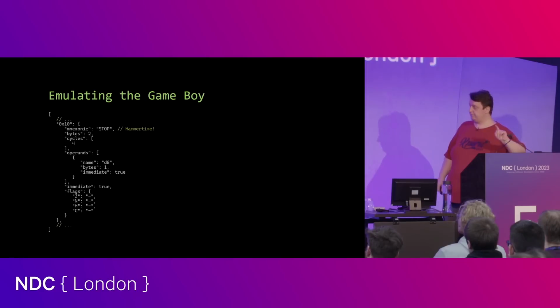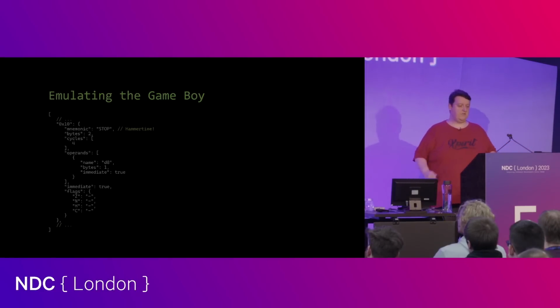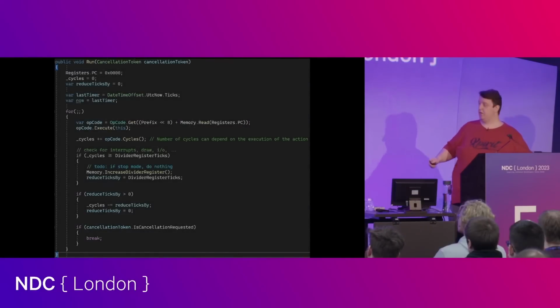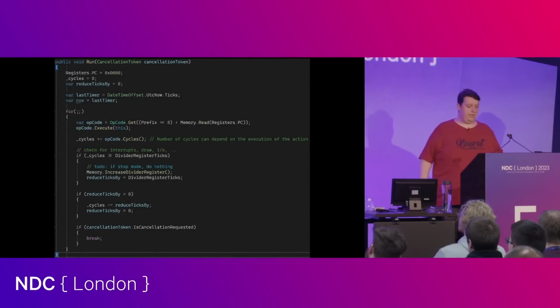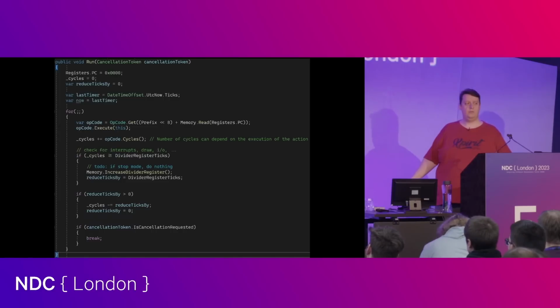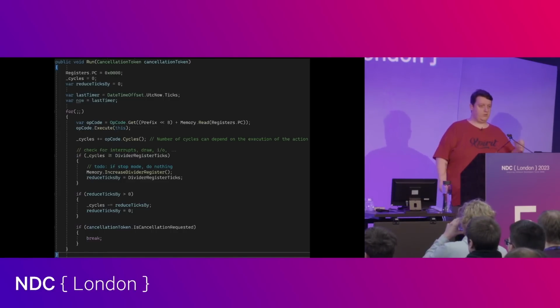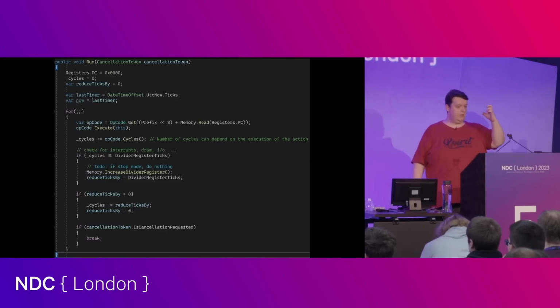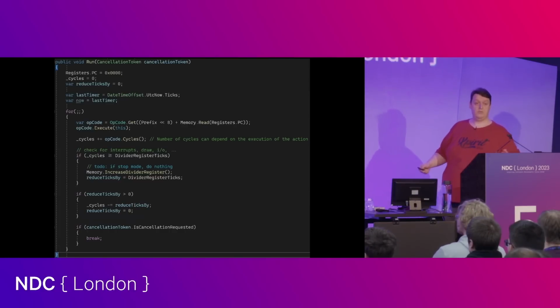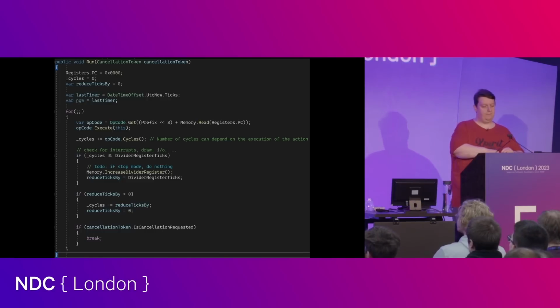All right, we have our opcodes, we have our JSON file. Let's start writing some code. And what is a CPU? Basically, it's an endless loop that runs instructions until there are no more instructions to run, or until you switch off the Game Boy. In this case, our Game Boy power toggle is a cancellation token. So we can just cancel the token, and then that will stop our CPU from running.